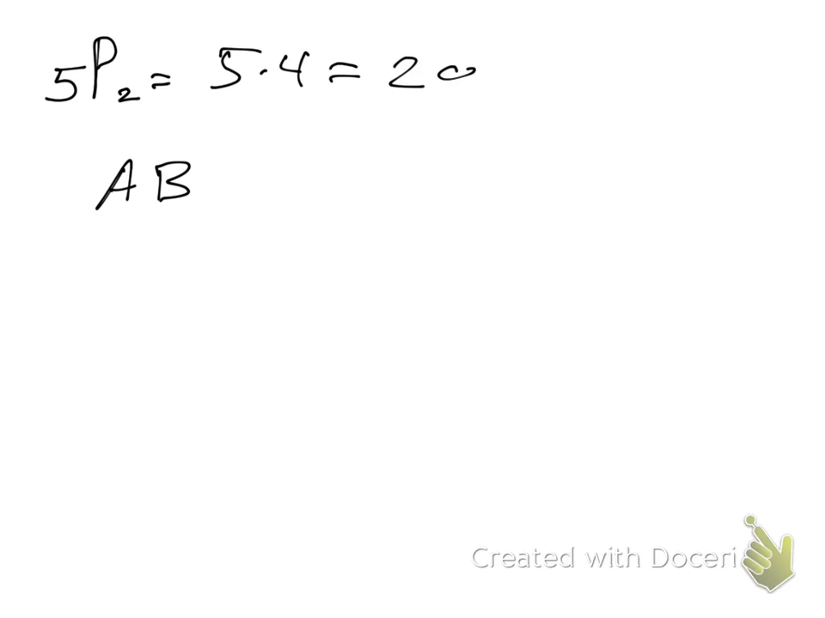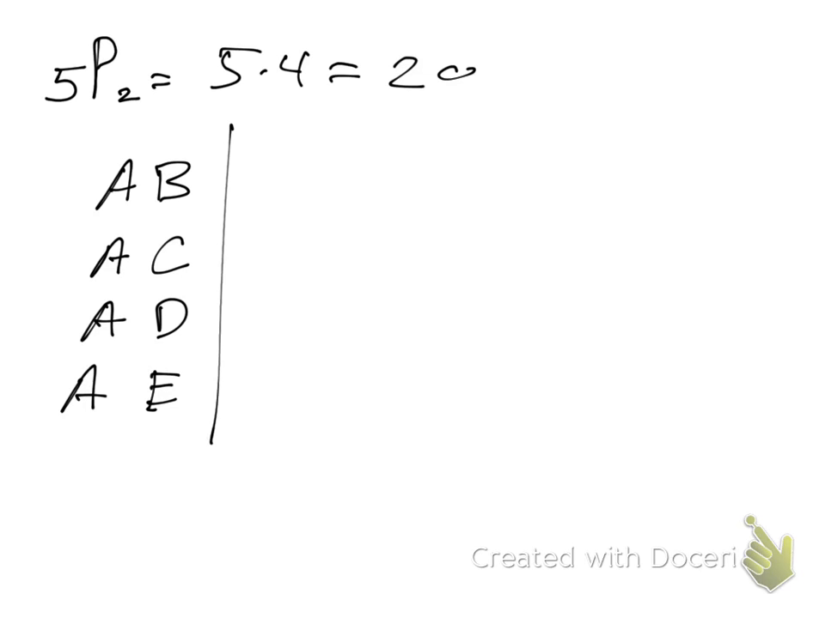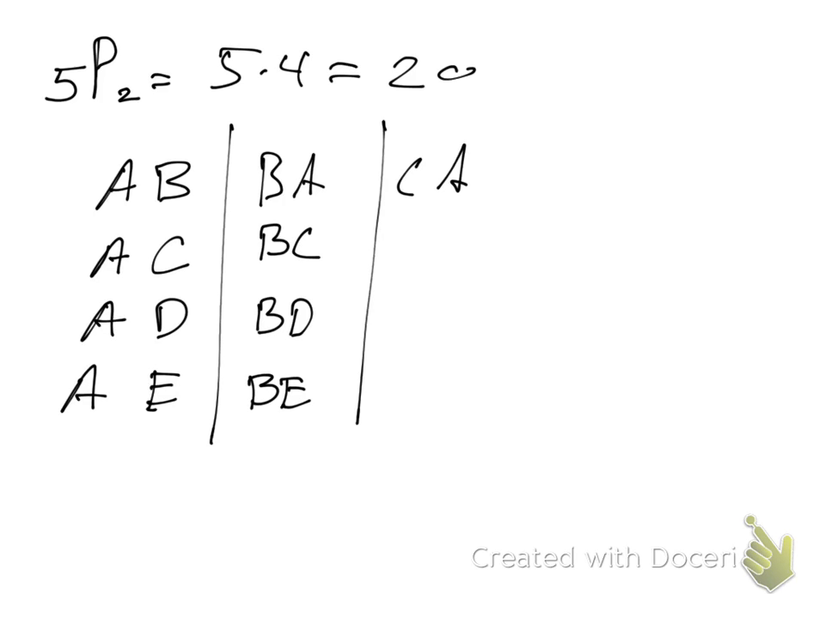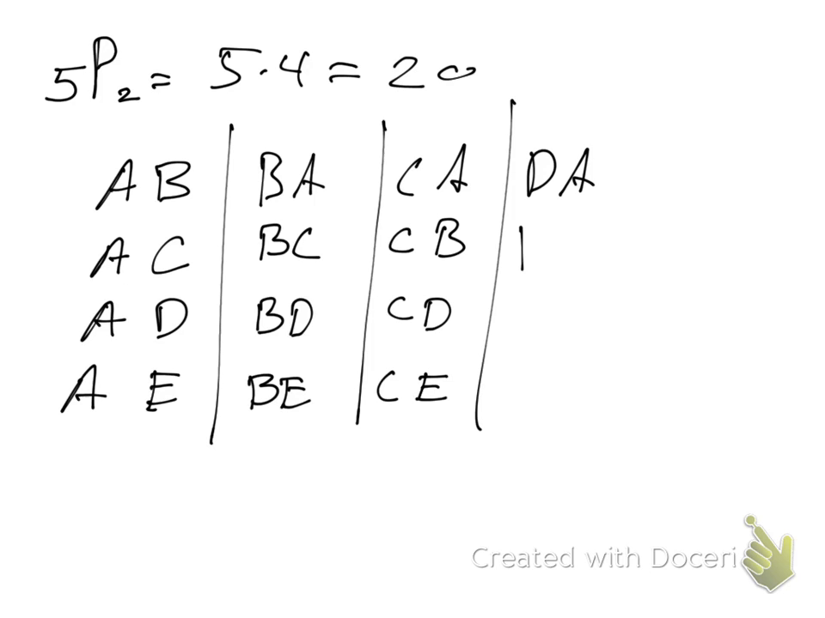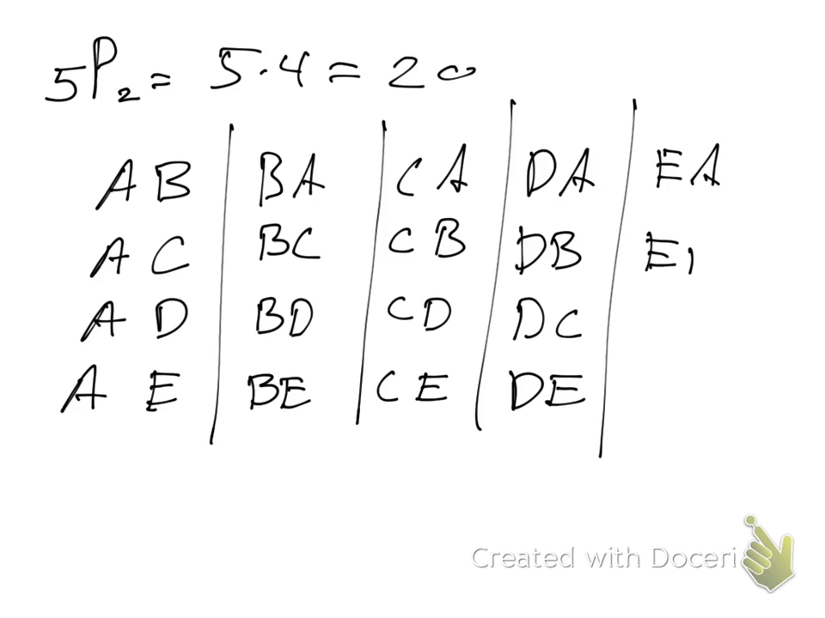You've got AB, AC, AD, AE. Then you've got BA, BC, BD, BE. You've got CA, CB, CD, CE. You've got DA, DB, DC, and DE. And lastly, you've got EA, EB, EC, ED. And so the important thing to understand here is that the order of the letters matters. So BA is not the same permutation as AB.